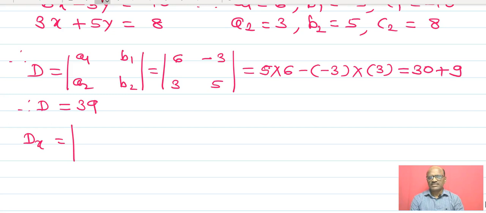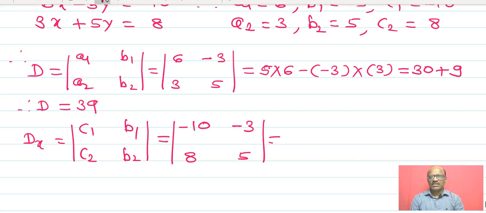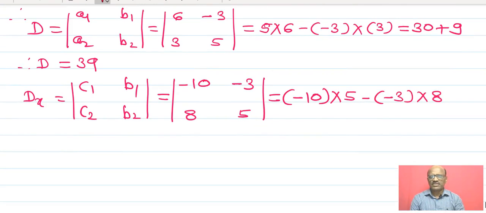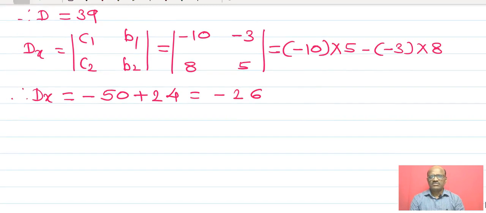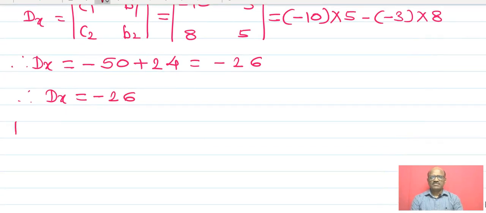Now next Dx, that is c1, b1, c2, b2. The values are, the constants are here, minus 10, 3, minus 3, 8 and 5. Therefore, minus 10 into 5, minus in bracket minus 3 into 8. That is minus 50 plus 24. And that is equals to minus 26. Therefore, Dx is equals to minus 26.